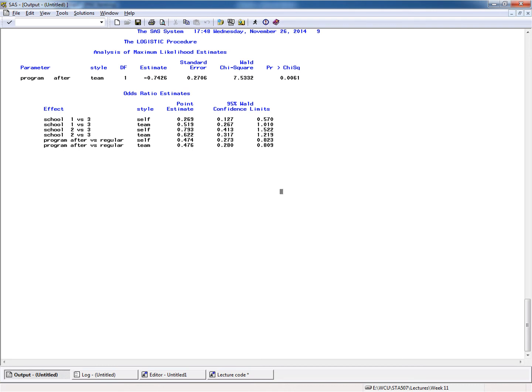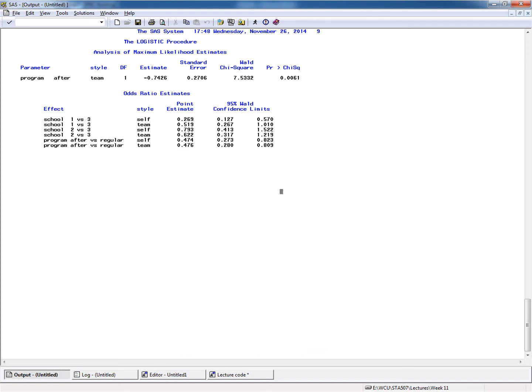Notice here I also generated odds ratios. So right there's all the different odds ratios. I'll talk about how to get those and how to interpret those in just a second. I think the two that I focus on are the school 1 versus 3 for self-preference style, and school 1 versus 3 for team. I can't scroll back, but if you go back to the output, you'll see what? You'll see that we have essentially, what do we have?